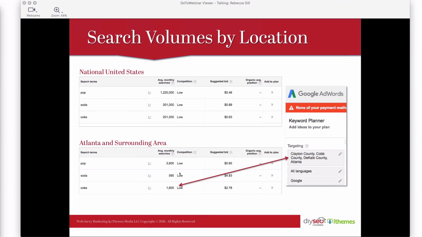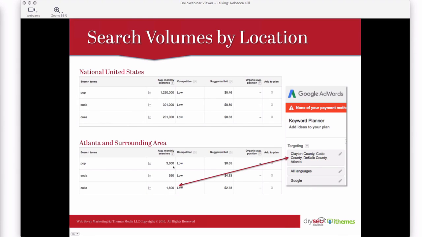What I'm showing you in the slide is that you can see those shifts in volumes, because if you look at a national level in the U.S., pop certainly ranks the highest with activity. It's over 1 million per month. And look at little lonely Coke, it's only at 200,000. But when you segregate this down to just the Atlanta area, where my sisters were, Coke all of a sudden starts and it surpasses soda.